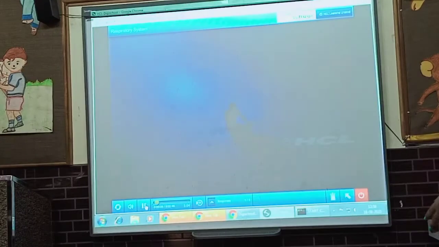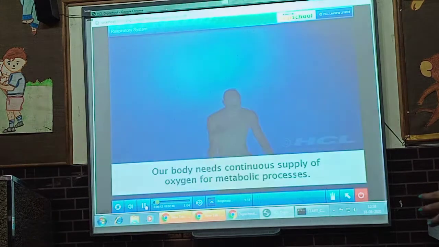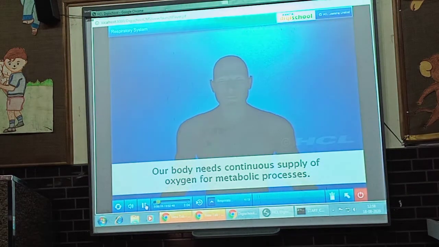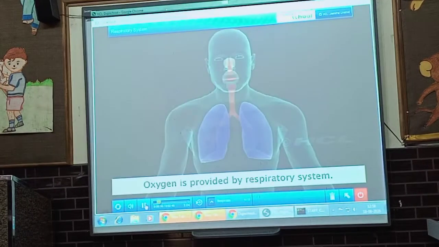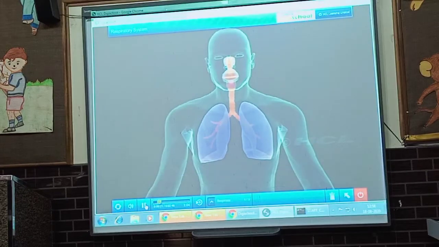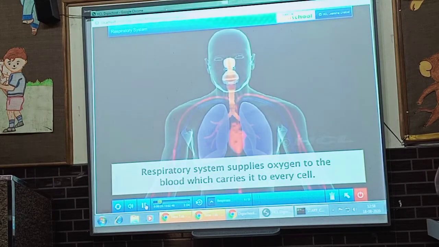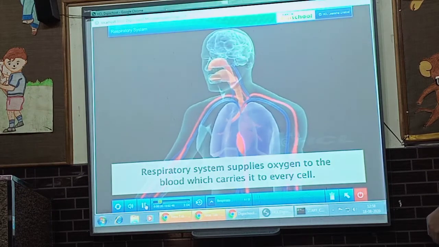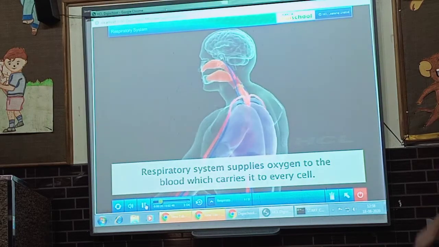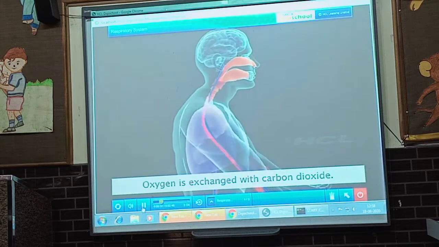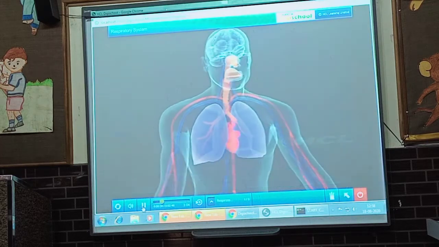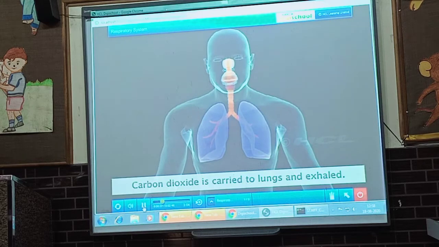There are many different metabolic processes going on within the human body. The body needs a continuous supply of oxygen for these processes. This is provided by the respiratory system. The primary function of the respiratory system is to supply oxygen to the blood, which carries it to every cell in the body. Within the cell, the oxygen is exchanged for carbon dioxide, which is carried back to the lungs and exhaled. Let us examine this process in detail.